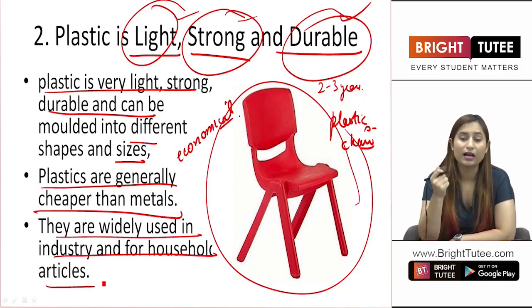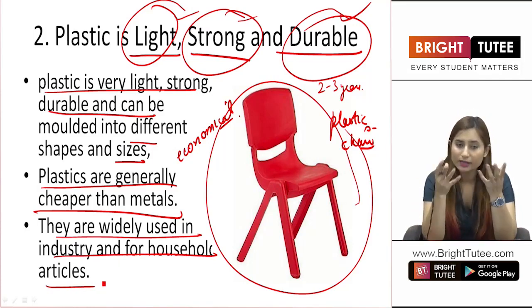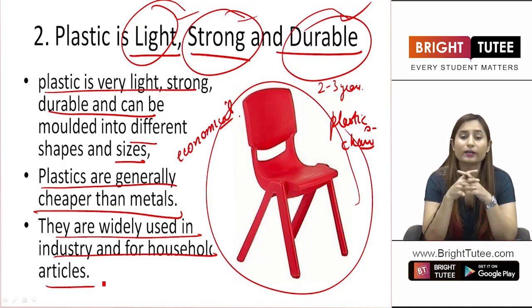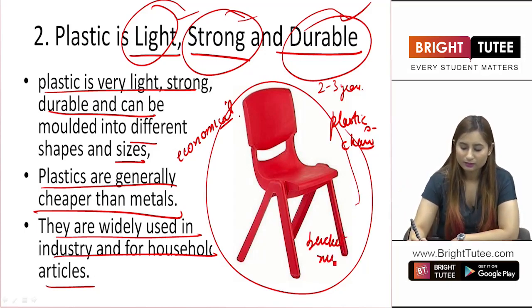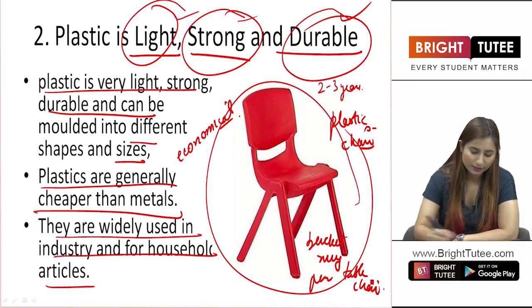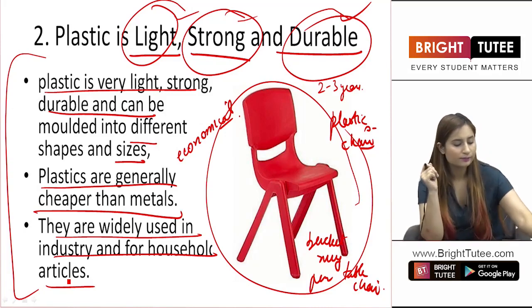Obviously in industry we have different equipments, right? Different installations which require plastics in them. To make them lightweight, to make them durable, to make them non-reactive, we need plastics in industries as well as in households, as we saw, bucket, mug, pen, table, chair. Obviously because they have so many uses, plastics can be used at our homes, right students?